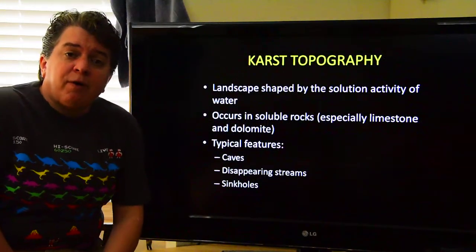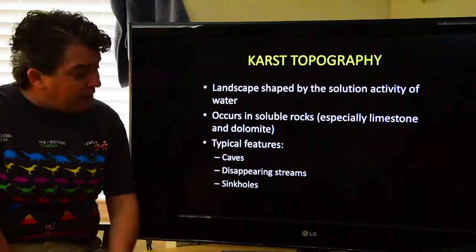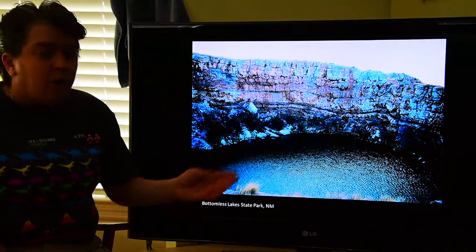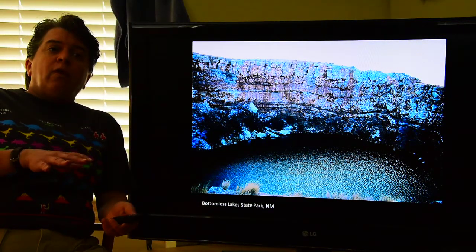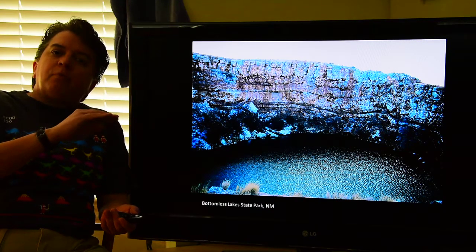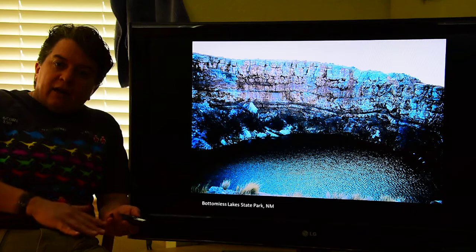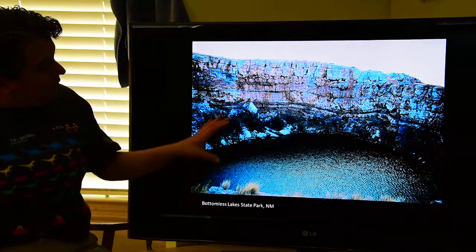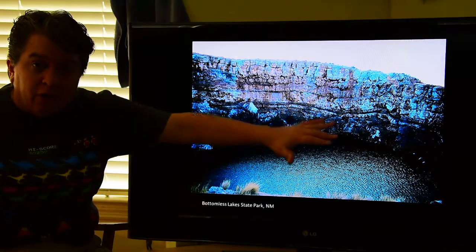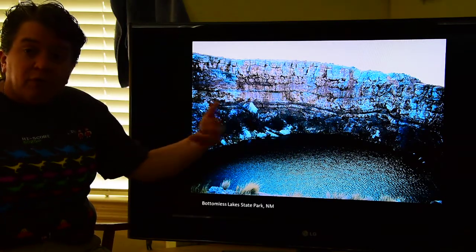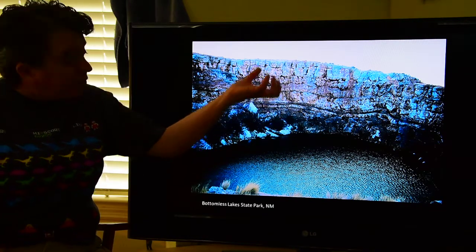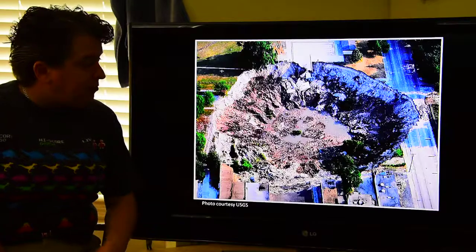Now, one of the hazards associated with karst topography is sinkholes. This is a sinkhole. A sinkhole will develop when the roof of a cave gets so thin it can't support itself anymore and it collapses. Basically, this used to be all underground and there was a covering of rock here, but more and more of that rock got dissolved away until it no longer was strong enough to support itself and it collapsed inward.